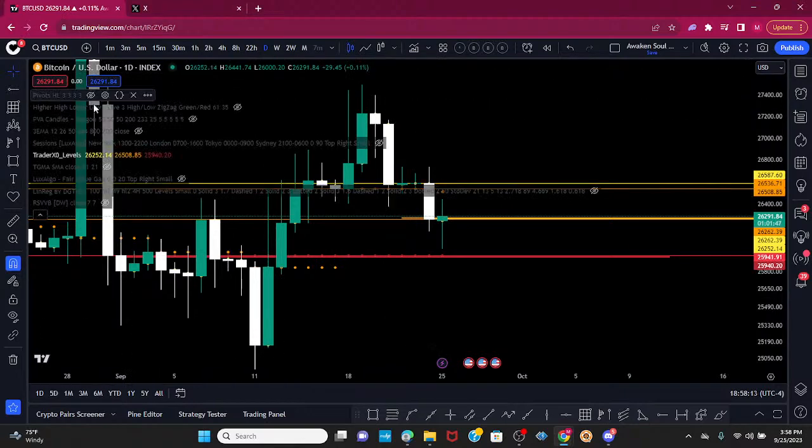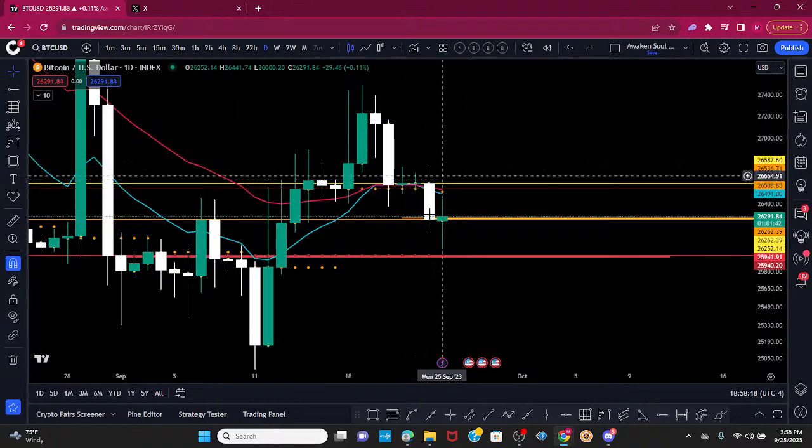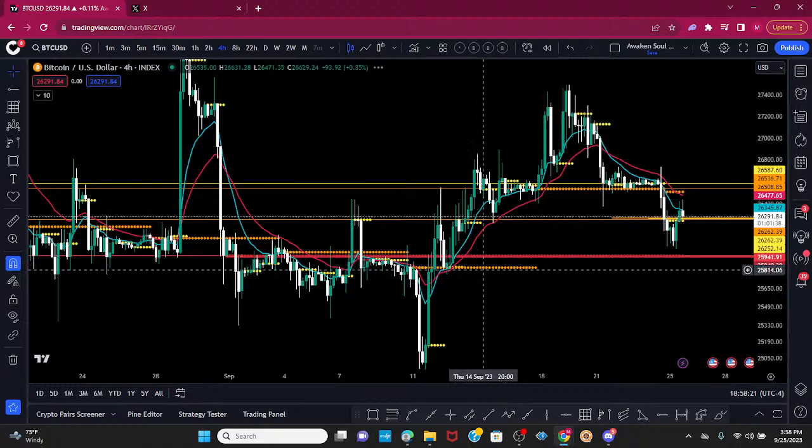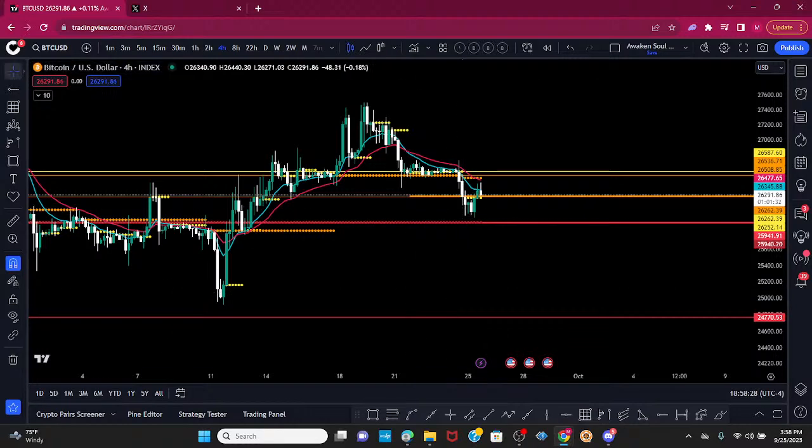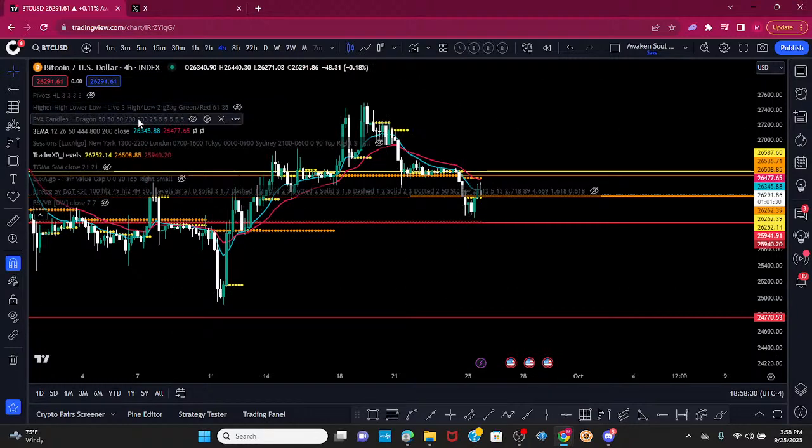But let's go back to our 12 and 26 EMAs. We have a range. Let's get closer. Let's move into 4 hours. If you know how my strategy works, you understand that the 4 hour is everything for me. My 4 hour trend lines are my magical trend lines.